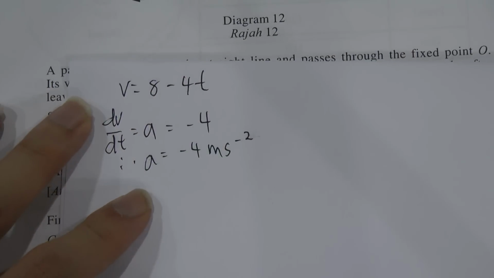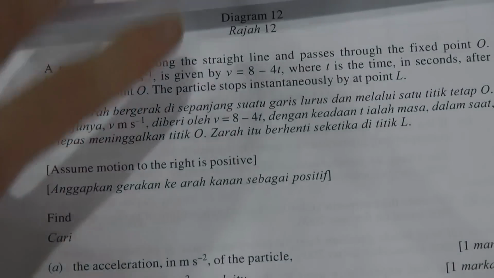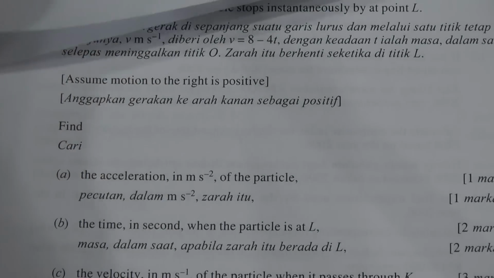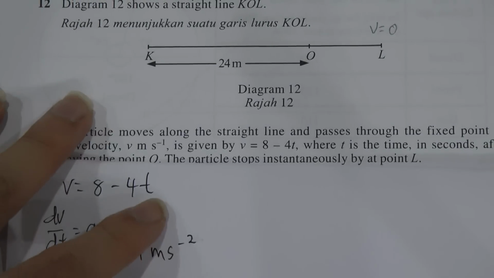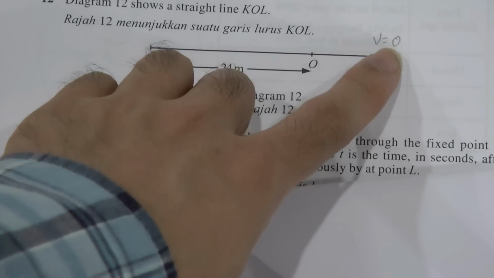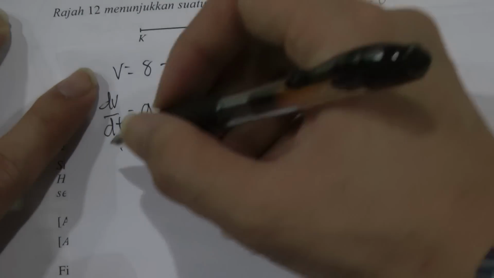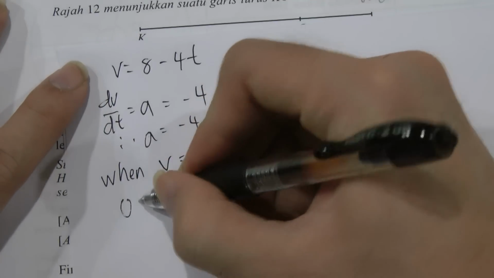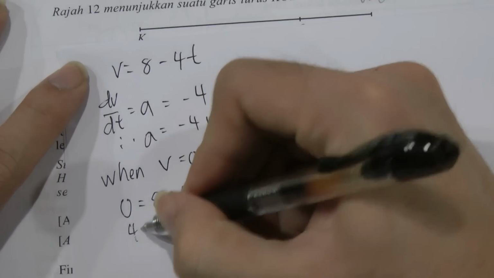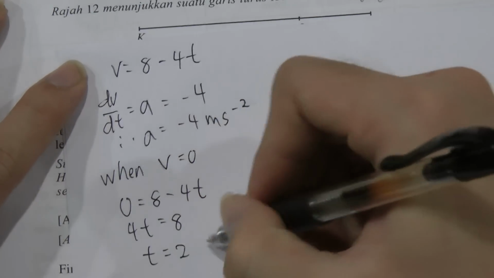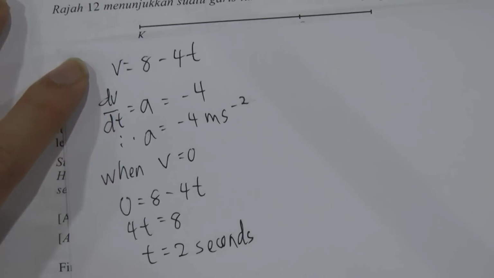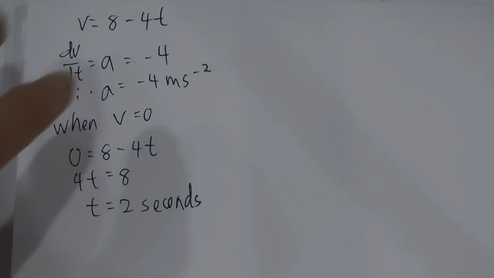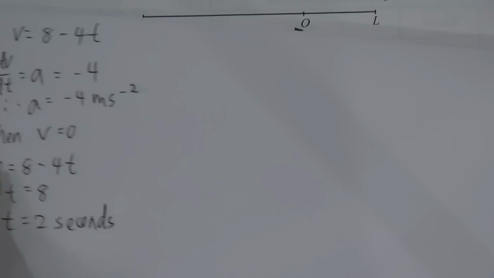That's all, 1 mark. For part B, the time in seconds when the particle is at L. At L, v equals 0 because he said it stopped here. So when v equals 0, 0 equals 8 minus 4t, so 4t equals 8, and t equals 2 seconds. If you understand the question, this is very easy to get marks. You get another 2 marks with just a few short steps. Of course C and D are a little bit harder.